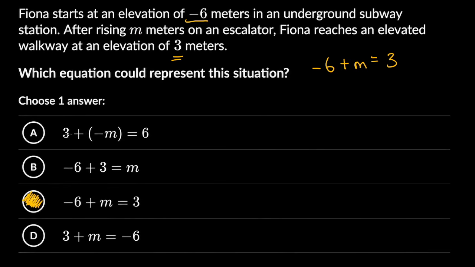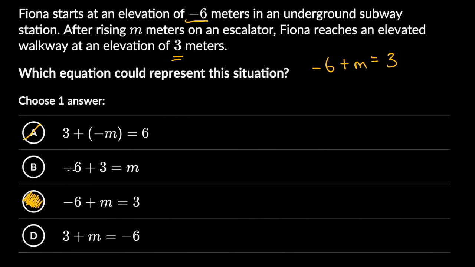This would mean that I started at 3, I went down by m meters, and I got to 6. So this one actually would have been an equivalent equation if there was a -6 here, but it still wouldn't have obviously described the way the question was written. So we'd rule that one out.